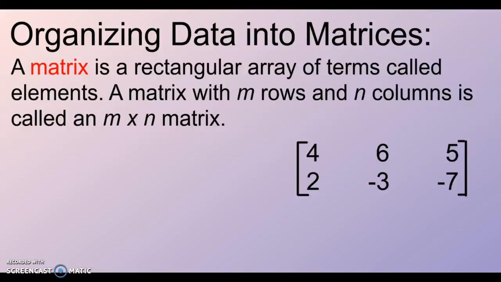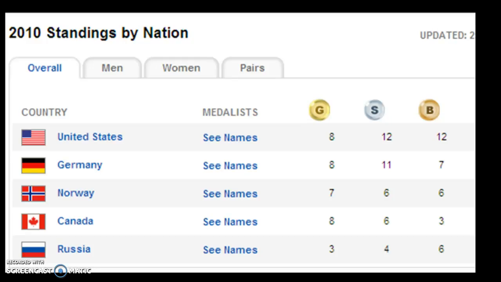Okay, so today we're going to talk about putting data into matrices. A matrix is just a way of organizing data. If you look at this, these are the medal counts for the United States and Germany and all these other countries in the Olympics in 2010. So you can see that the matrix is basically right here.